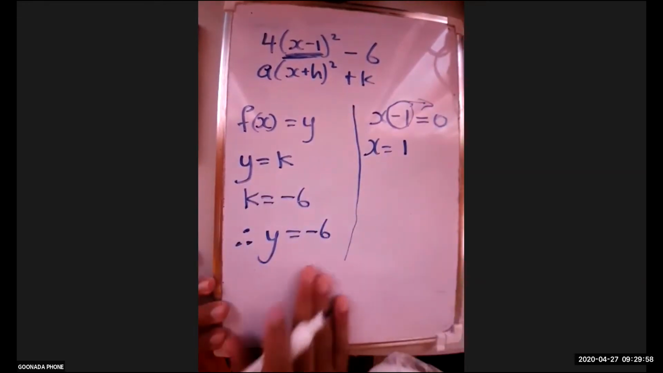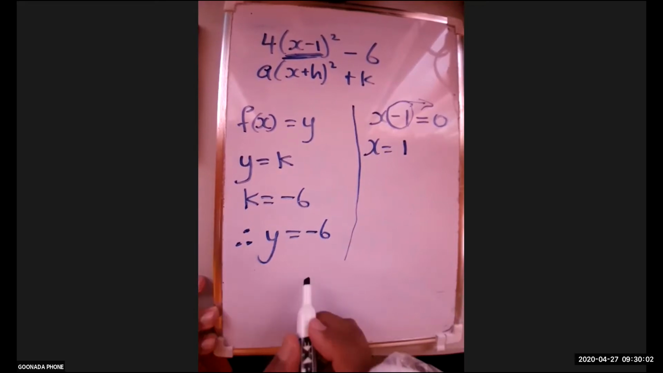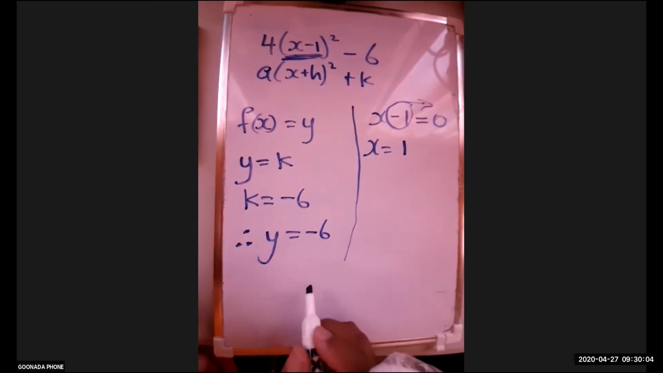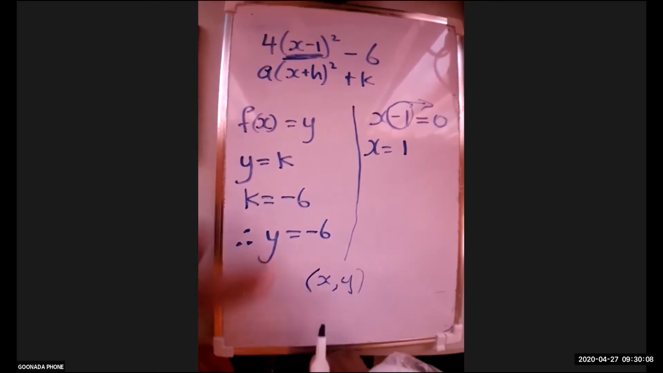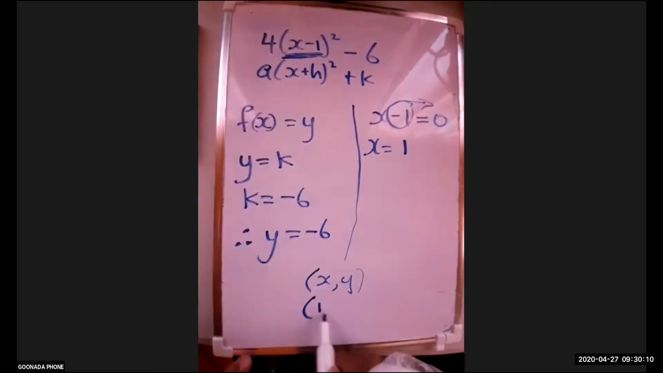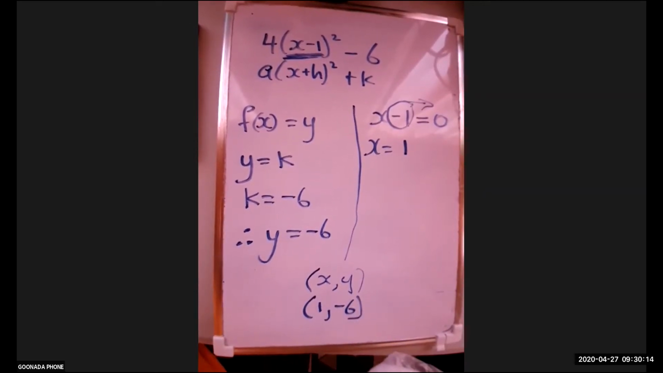Now, if in the exam they ask you for the coordinates of the minimum value, all you simply do is say, well, you know it's in the x and y form with the coordinate geometry, right? So in this case, our x value is 1 and our y value is -6. Okay, but that's only if they ask you to write the coordinates of the minimum. Any questions so far?